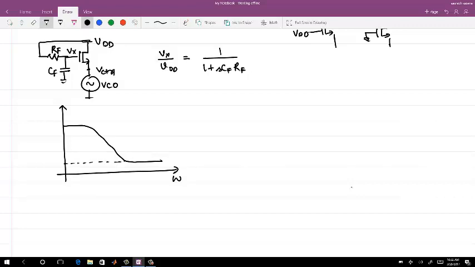Okay. This one is V control with VDD for the transfer function which you are seeing there. So this is 1 over gm rds of the NMOS transistor. And this is your omega F, where omega F is equal to 1 over CF RF.